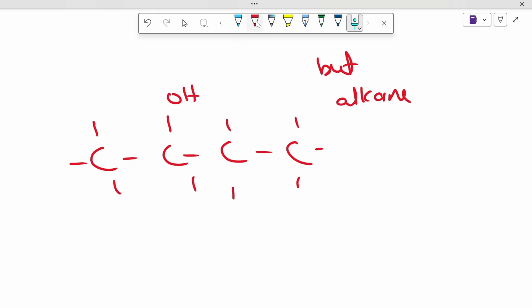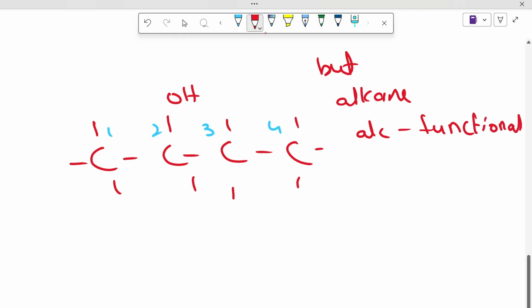Now that we've established that this is the lowest, we're just going to write this down: 1, 2, 3, 4. We also write here alcohol, so we know that alcohol is a functional group. This is just for your help. You don't have to write this in the paper. I'm just doing this to teach you. So, what might its name be?